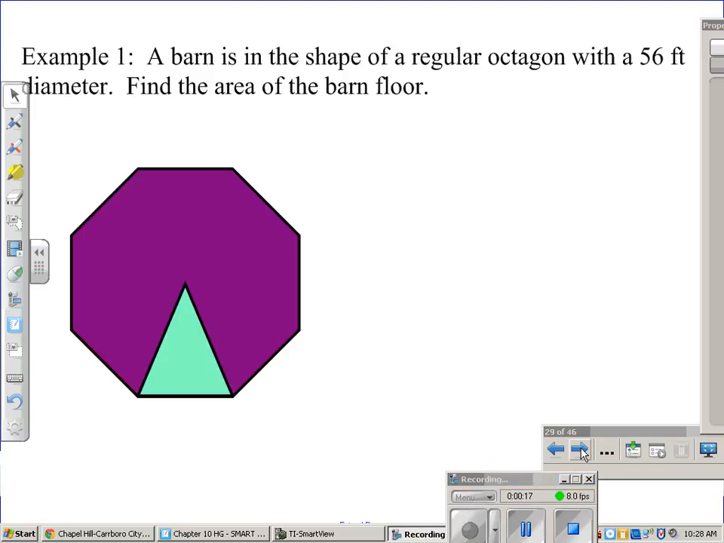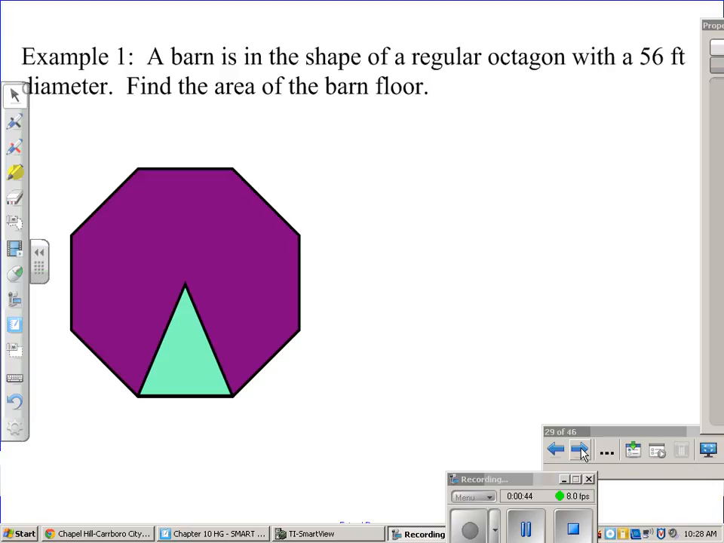And here's an example, and this example is from your notes. You have a barn. It's going to be in the shape of a regular octagon with a 56-foot diameter. And we're going to find the area of the barn floor. So you can see I have an octagon here that would resemble the barn floor. And this octagon can be split up into these isosceles triangles. And you see that one isosceles triangle that I have here.